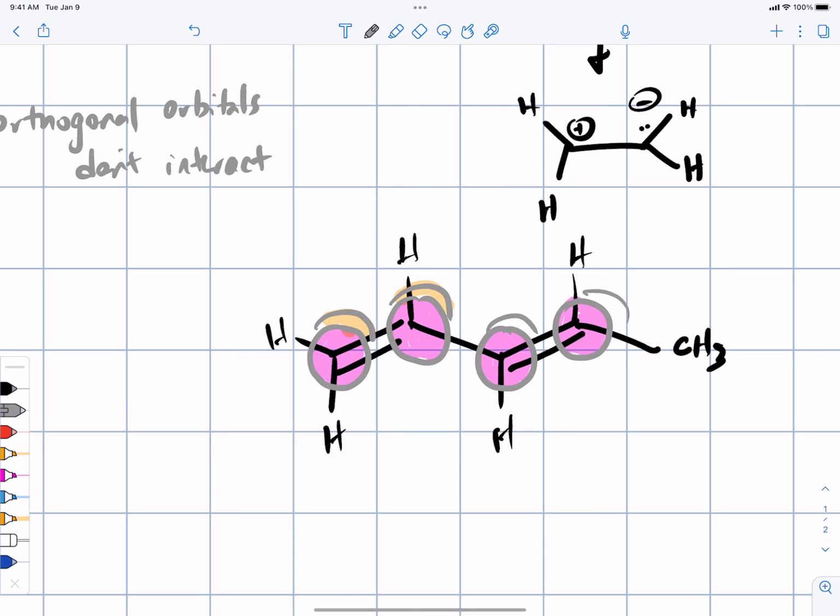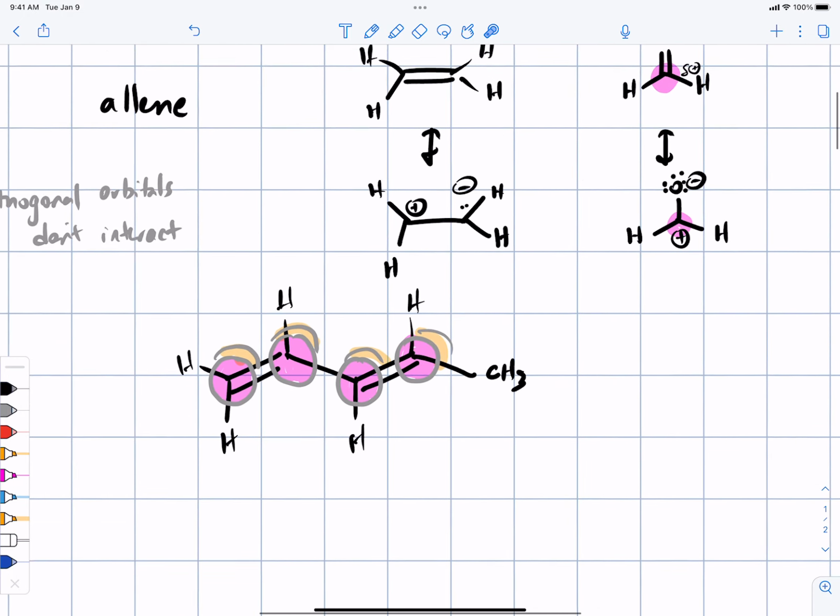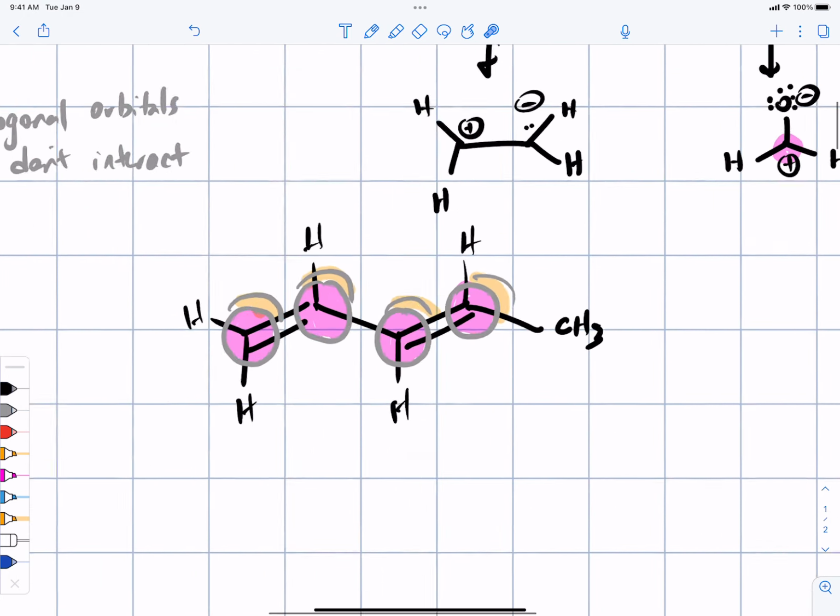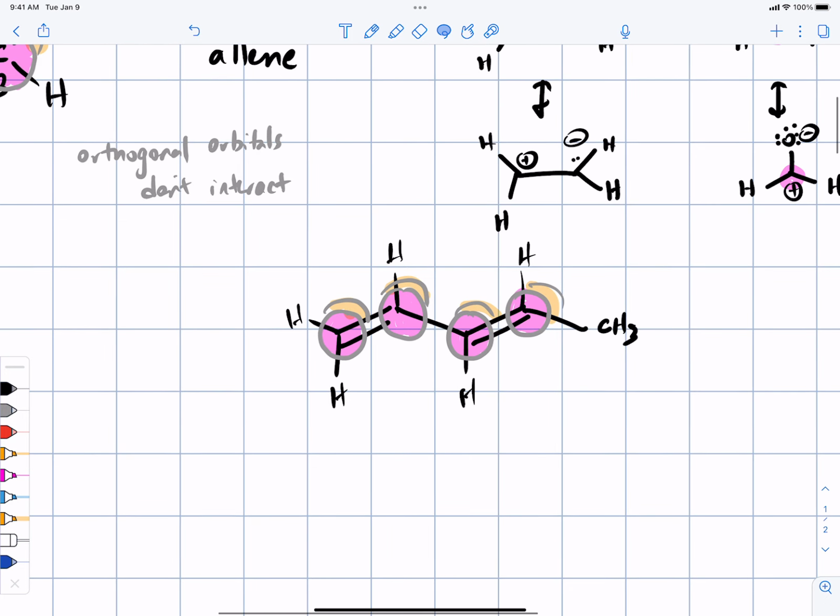Now, does it look like those p orbitals are all aligned with each other? Yes. Yes, yes. Sorry. I need to come up with better questions.